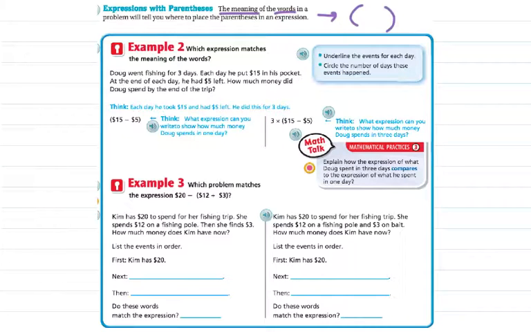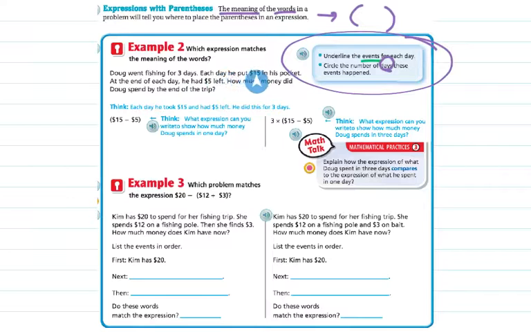example 2. And we have some key things that we need to keep in mind here in the blue box. It says we're underlining the events for the day. So I'm going to put a little underline underneath the events. And then it says circle the number of days. So I'm going to put a circle around the number of days that these events happen. So it says, which expression matches the meaning of the words? Doug went fishing for 3 days.